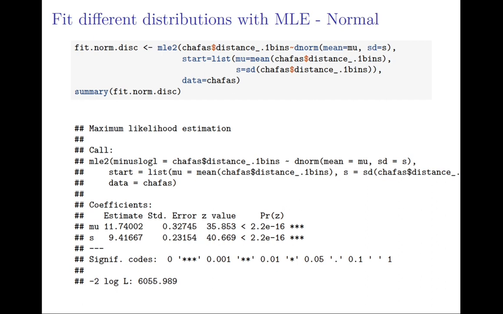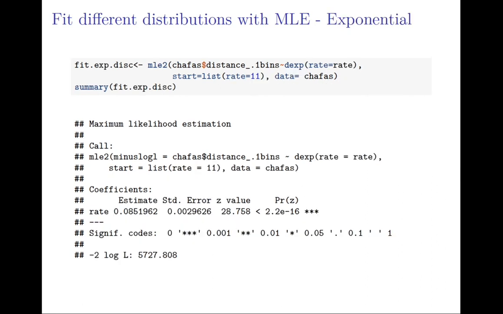And so here we're fitting a normal distribution to our distance data, and so we're fitting it with a dnorm where our parameters are mean and SD, and then we're defining those as mu and s, and then in this start equals list function, that's basically saying what values do you want to start your parameters at as it optimizes. And so here we're just taking the mean and the standard deviation of the actual data. And so here's a summary of the normal distribution.